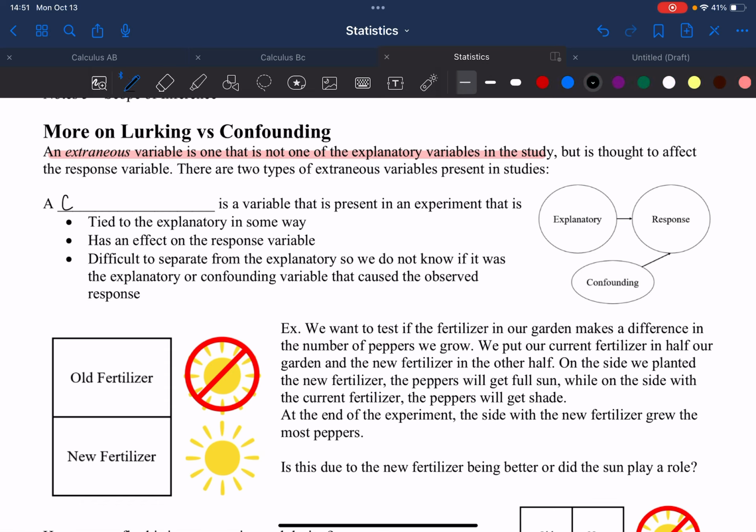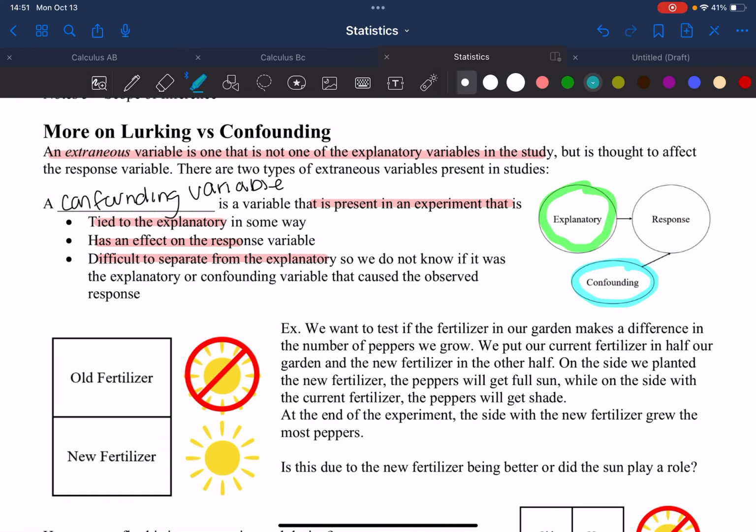First, we have a confounding variable. And this is a variable that is present in the experiment and is either tied to the explanatory, has an effect on the response variable, and is difficult to separate from the explanatory. So we are not sure if it's the explanatory or the confounding variable that's causing the observed response. So look at this diagram here. Notice we have the explanatory and then we have the confounding. Both of them are affecting the response, but we're not able to tell which one is affecting the response.